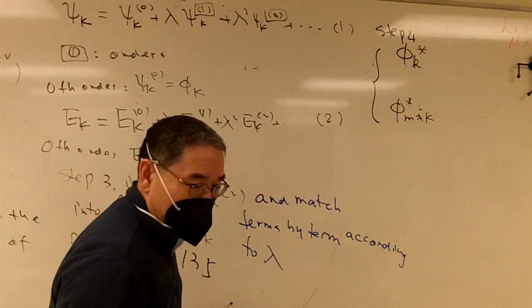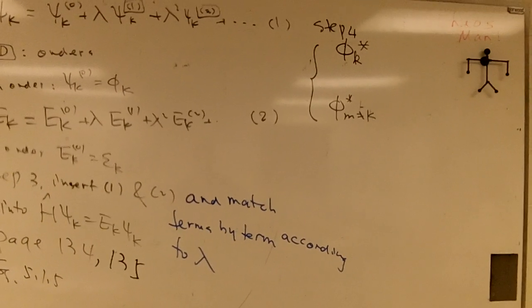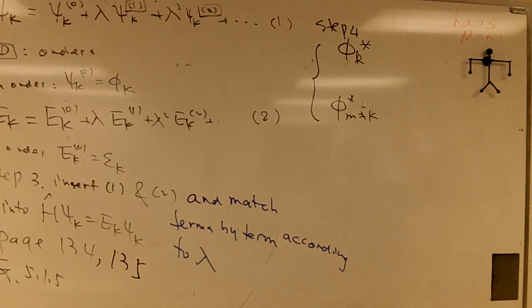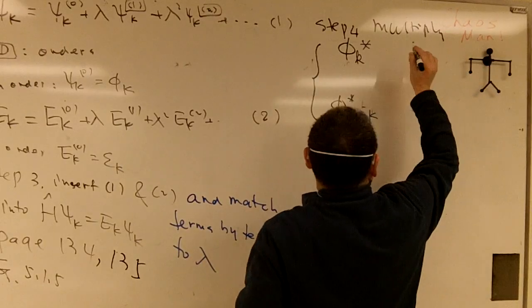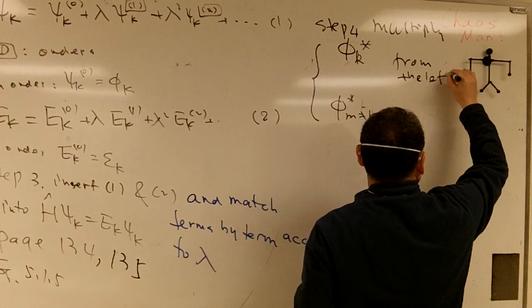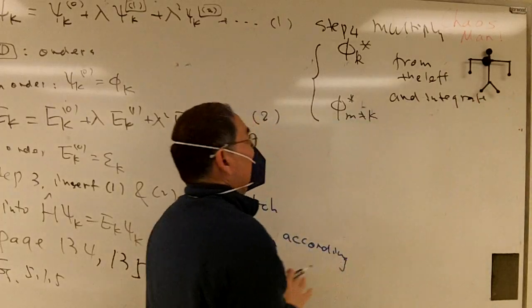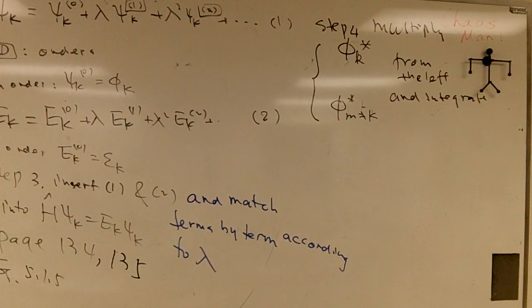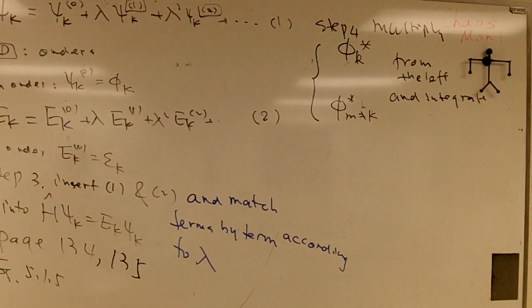In other words, we're going to multiply. Let me complete the entire sentence so that way you will see what I meant. So this is the entire sentence. So we're going to multiply from the left and integrate. So that's the key step. So in one case we multiply by psi k, in the other case we multiply by psi m. And that's what we will do.